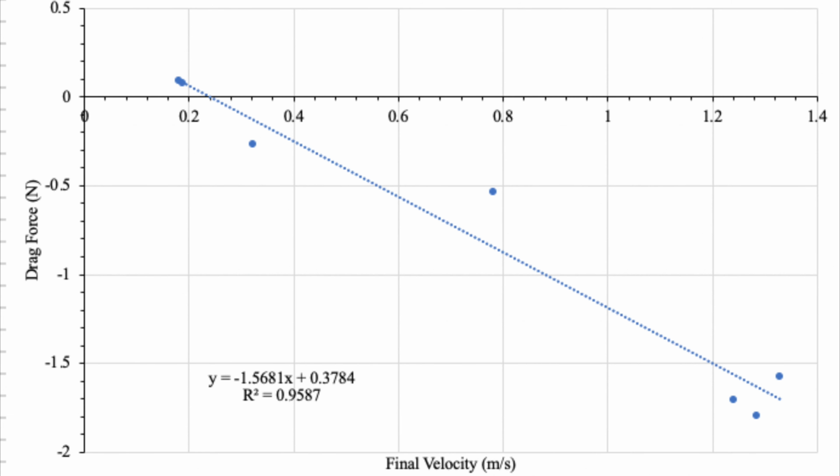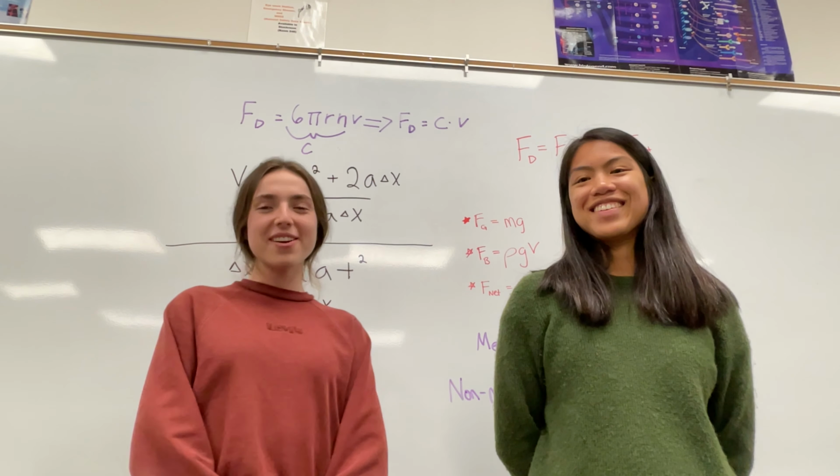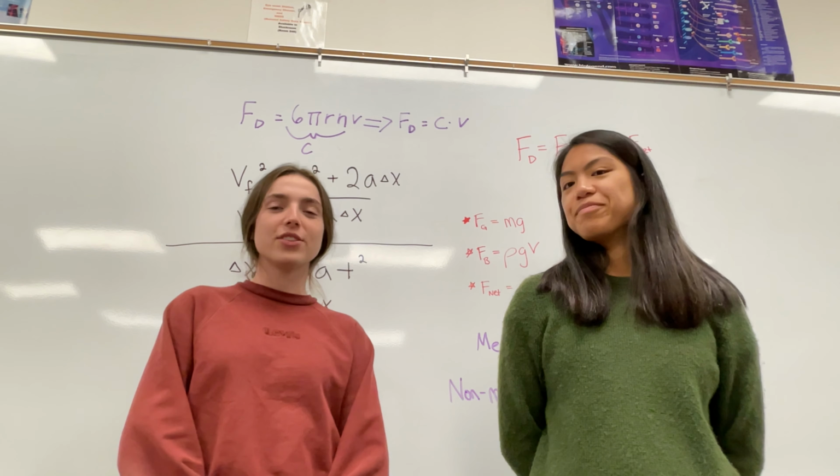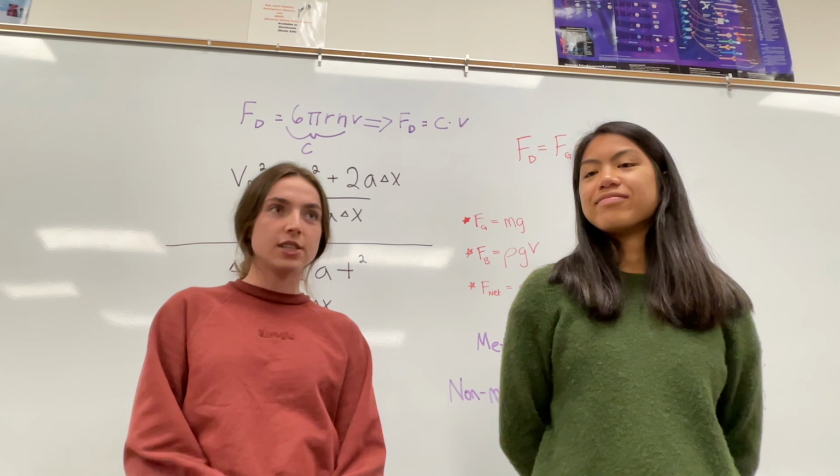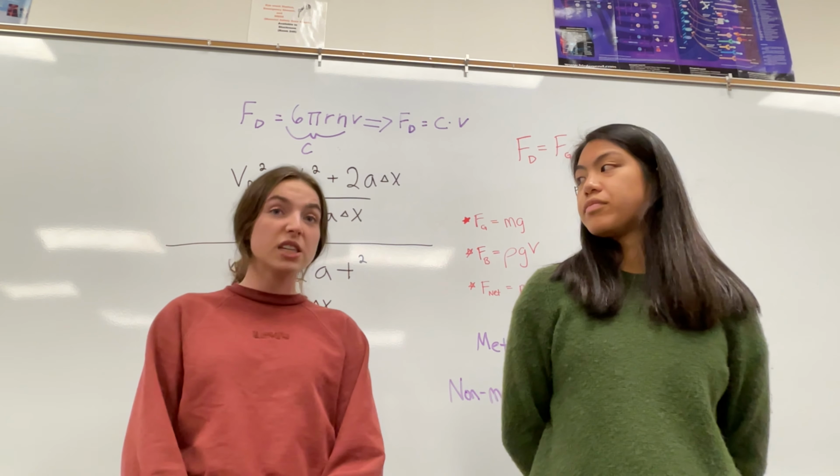The y-intercept of this graph was 0.3784, which was systematic error. We expected this value to be 0. So in our experiment, we had a percent error of 32.12%. This most likely came from personal error, such as starting or stopping our stopwatch too early or too late.